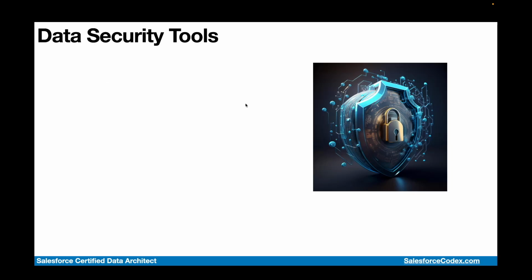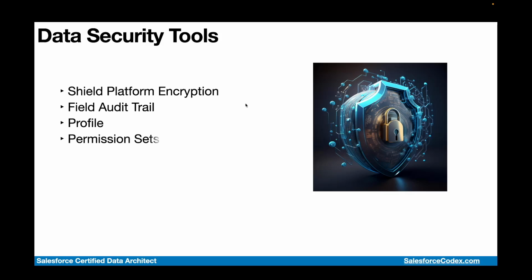Let's see what data security tools are available to us so that we can secure our data. We can use Shield Platform Encryption. It is by default available in our Salesforce system. Then we have field audit trail, which will tell us when and how the data in a particular field is updated, and who has updated it. We can utilize profiles and permission sets to secure our application. So these are the four security tools which we have available by default or as a standard feature. We can utilize them to secure our applications.